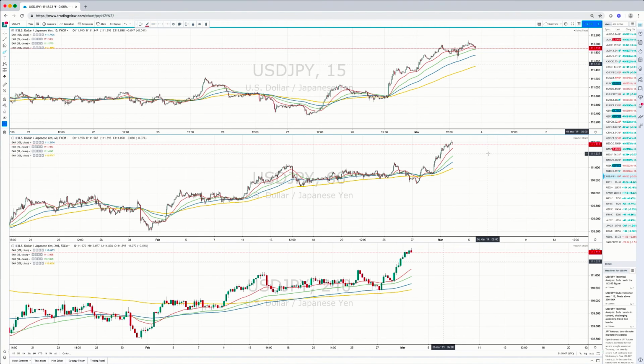Okay, so apologies that there weren't many specific levels I can give you here, but there are some very, very exciting charts that you want to be paying attention to nonetheless.